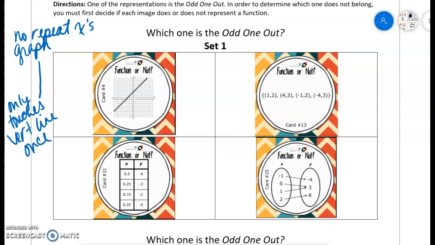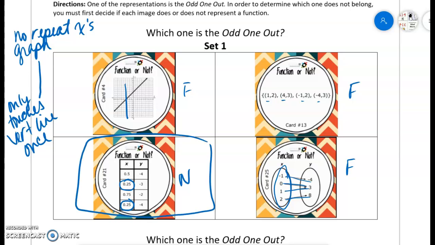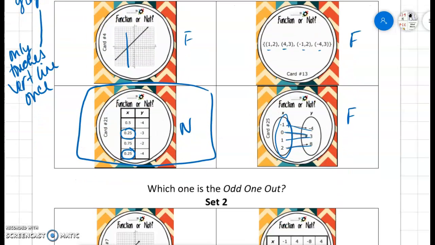And a majority of you did really well on this. So we can see we're looking for the odd one out. So it's either a function or not a function. So this is a function. I can look here. I have 2 repeat x's. So this is not a function. I'm looking at my x's here. These are all different. So this is a function. And all of my x's are only having one line from them. So this is a function. So you needed to tell me that card 21 was the odd one out.